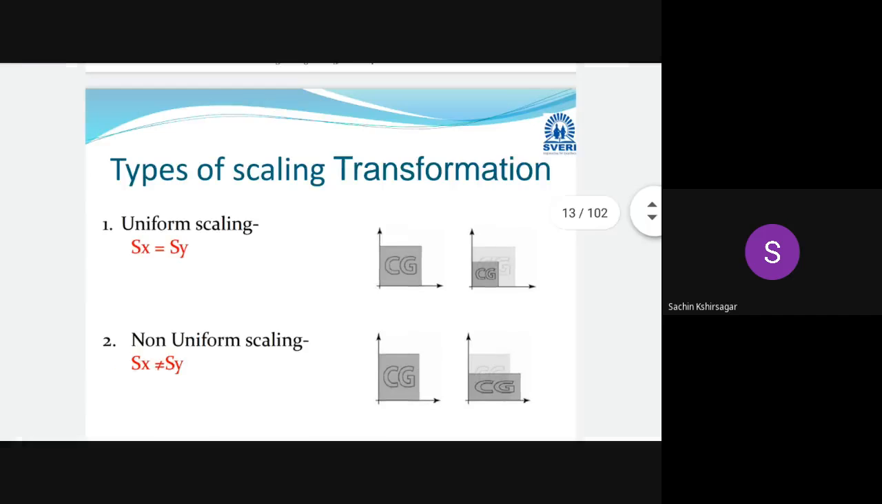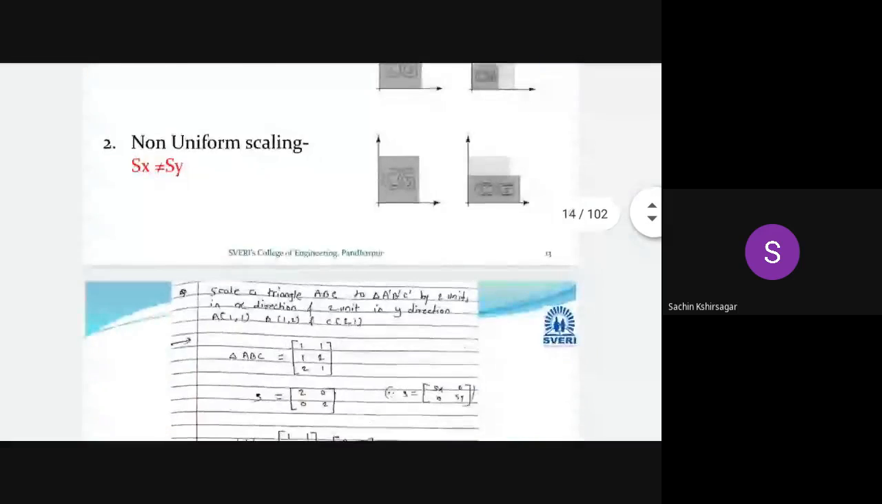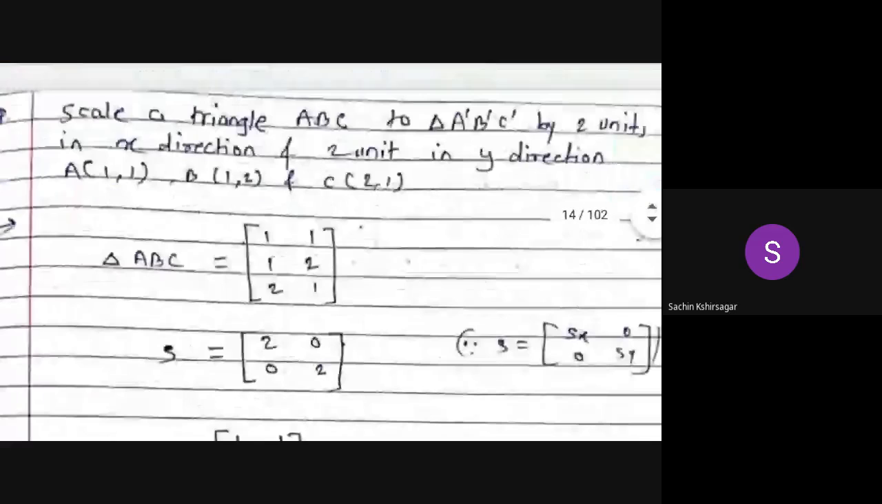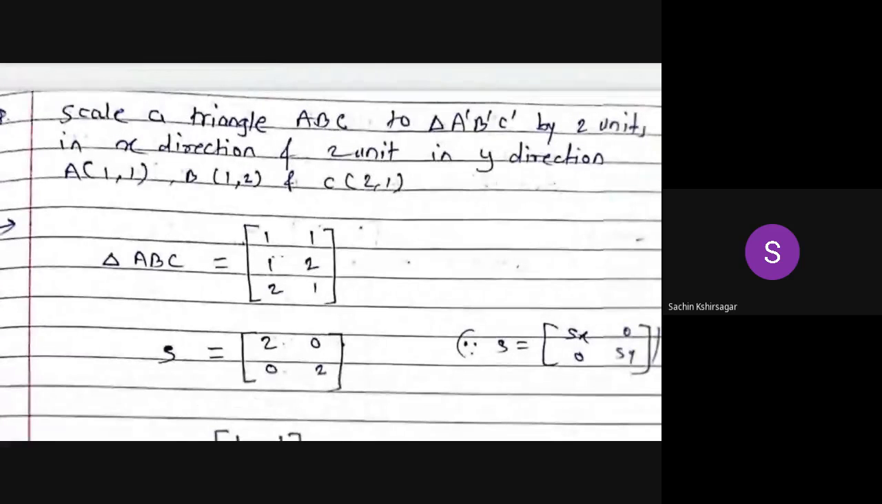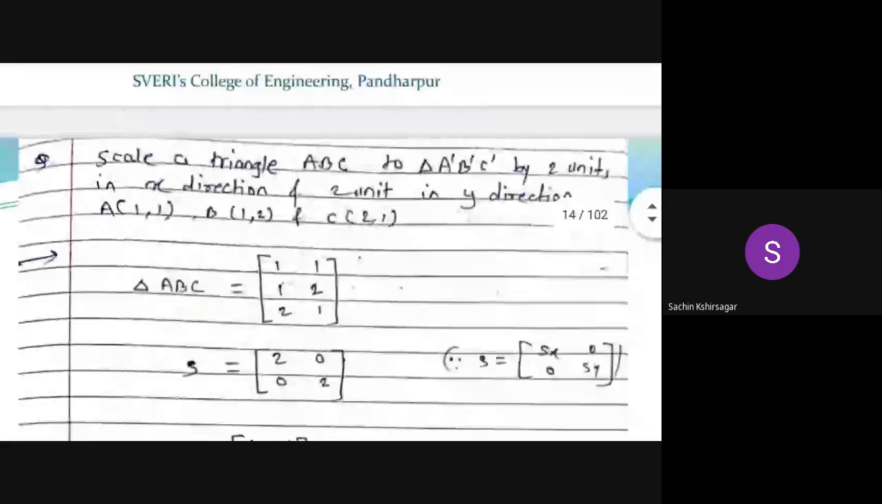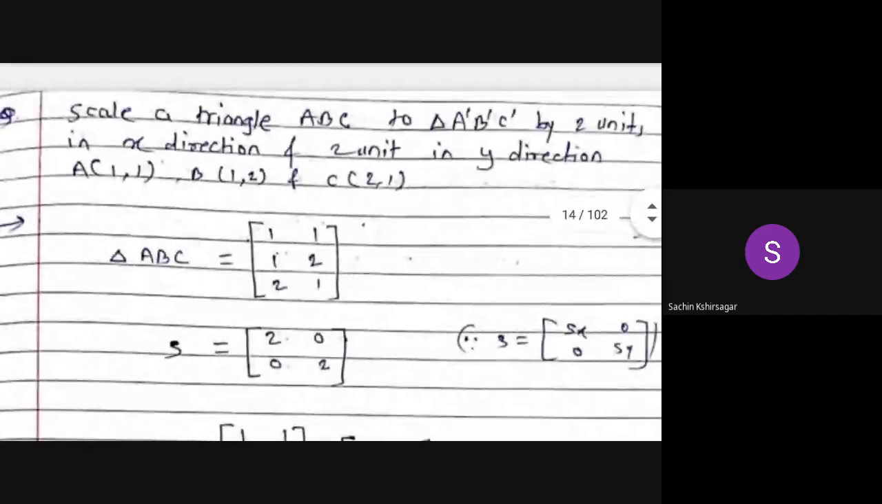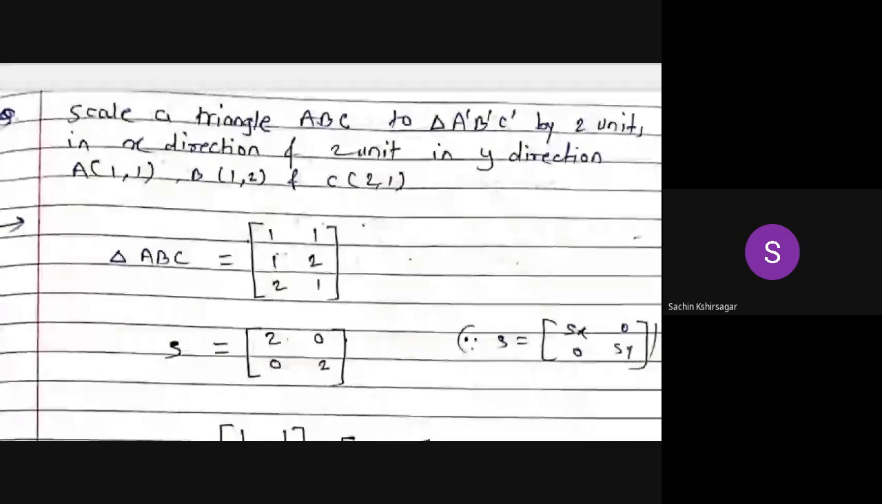On the basis of this scaling factor, we have to solve mathematical problems. The first problem is on scaling a triangle. The problems are similar to the previous ones, like the translate command and the rotation command; only the transformation matrix is changed. So to read the problem: scale a triangle ABC to the triangle A'B'C' by 2 units in X direction and 2 units in Y direction.